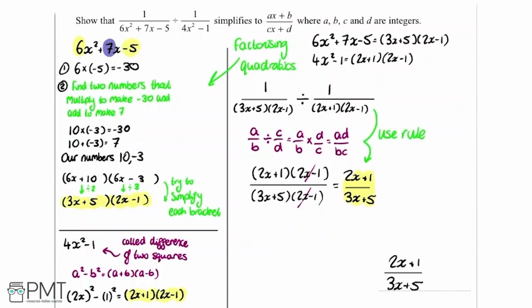And in this 3-mark question, you get 1 mark for getting either of these factorizations correct. You get another mark for this part here, so realizing you can use the rule to flip the second fraction over, take its reciprocal, and multiply them together. And you get the third and final mark for the correct answer down here.